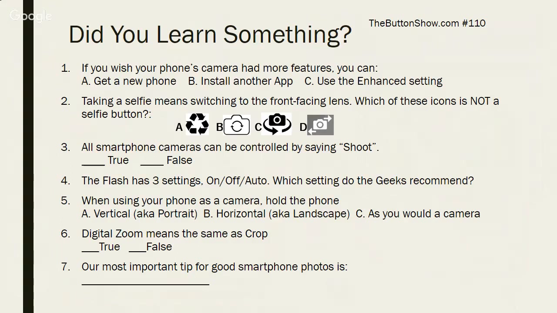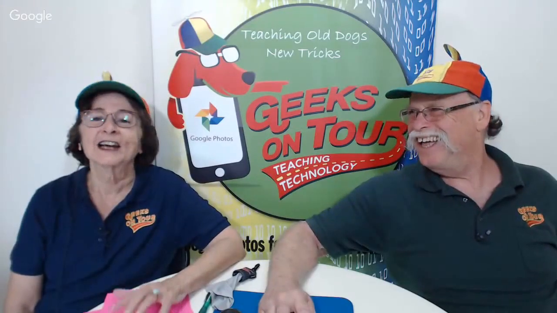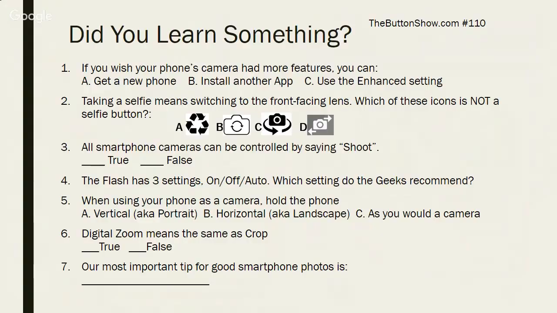Now, this is your chance to show that you've learned. If you wish your phone's camera had more features, you can A, get a new phone, B, install another app, or C, use the enhanced setting. There is no enhanced setting. You can just get another app. They're pretty amazing. Just Google for camera apps for your phone model.